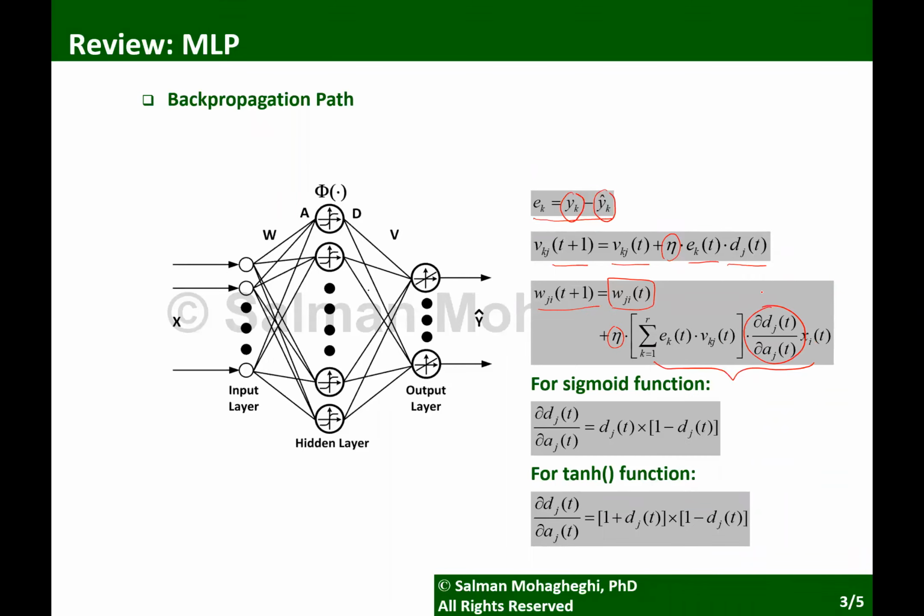This term that you see here, the partial derivative of the decision signal of neuron J with respect to its activation signal, is essentially the derivative of the activation function that you have chosen. If you have a sigmoid function, this partial derivative is going to be d of j times 1 minus d of j. And if you have chosen hyperbolic tangent, the partial derivative is going to be 1 plus d of j times 1 minus d of j.